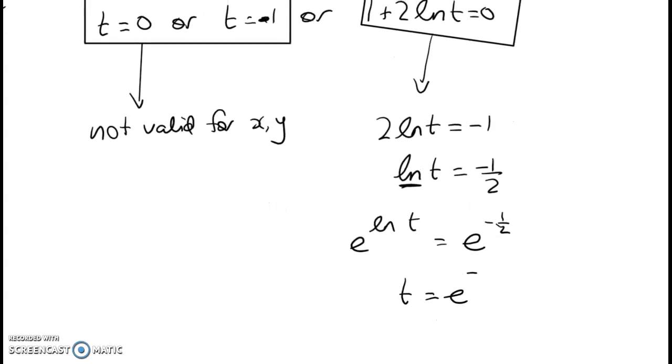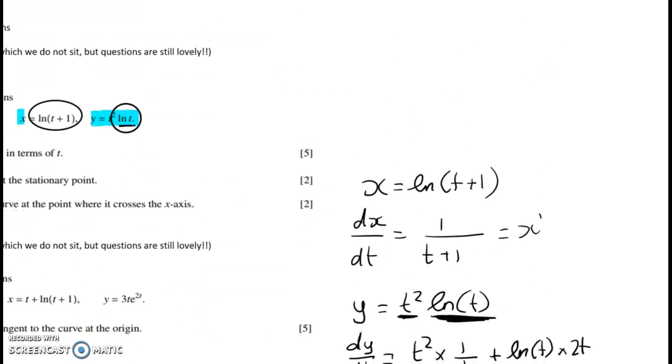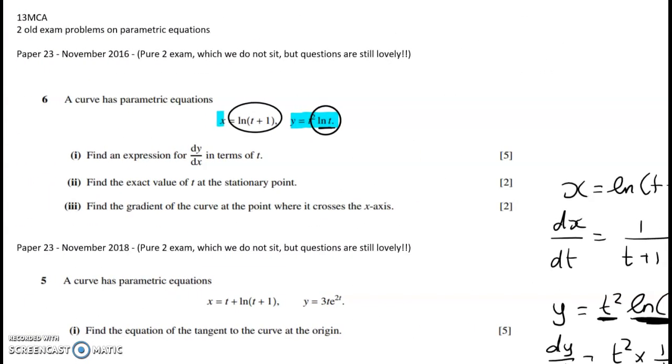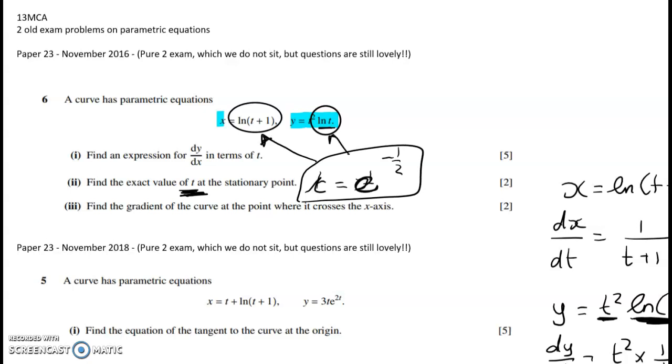Right? So t is equal to e to the -1/2 is what's going to give me my stationary point. It's that parameter value where I'll have the stationary point. That's all we've been asked to do here: find the exact value of t at the stationary point. What we could have been asked to do is find the exact value of the stationary point, and then we'd take t equals e to the -1/2, shove it in here and here, and we get some values for x and y.